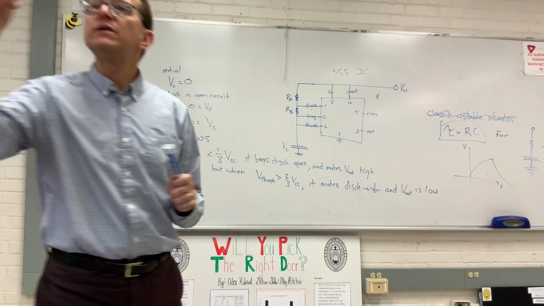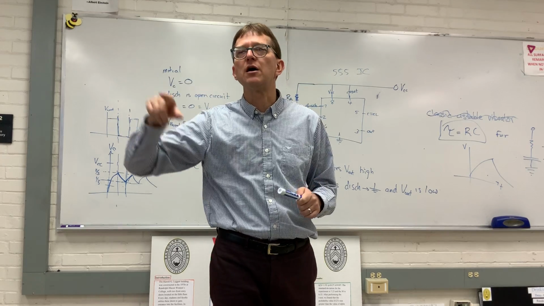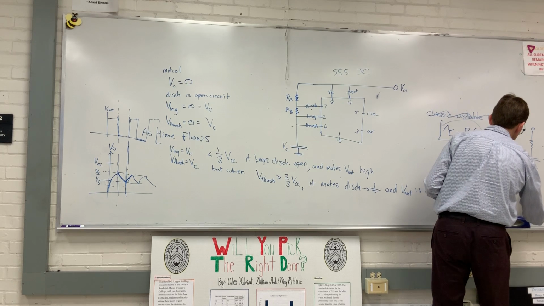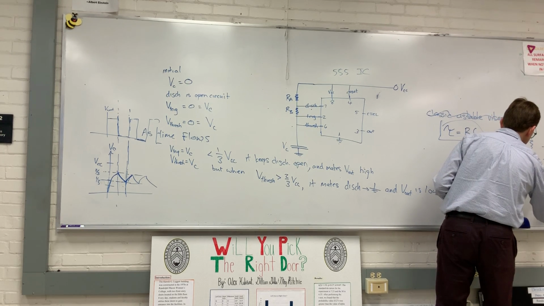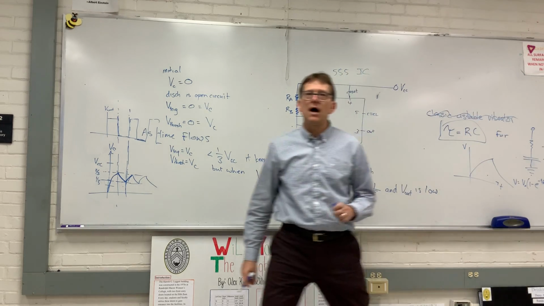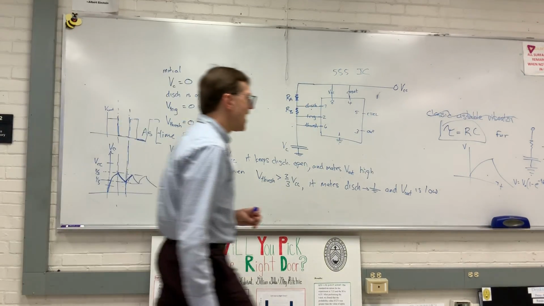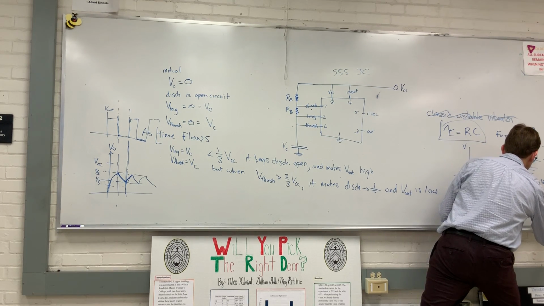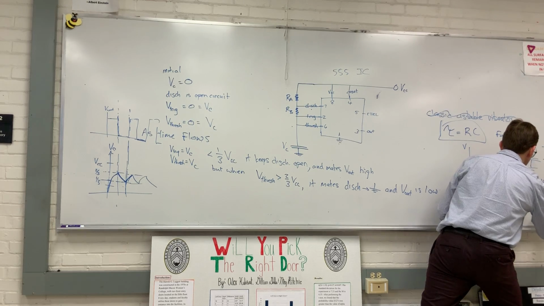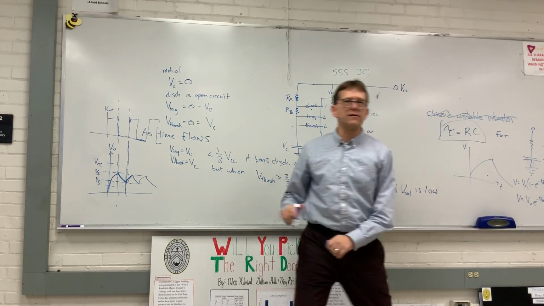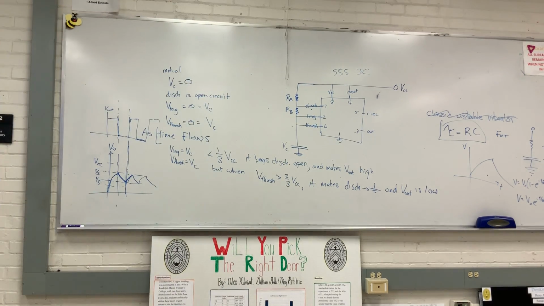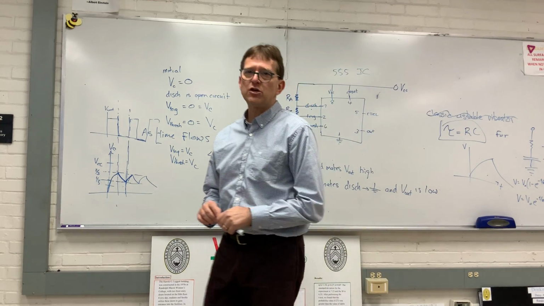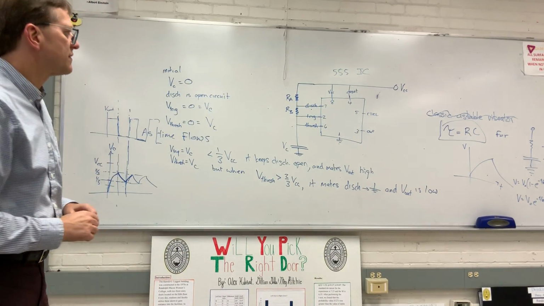RC is actually seconds. The reason you're thinking 1 over is because it comes in the denominator of the fraction. When you look at the equation, V equals V0 times 1 minus e to the minus t over RC, that's the actual charging equation. And the discharging equation is V equals V0 e to the minus t over RC. That's what we get as a result of the differential equation. RC has units of time because it's t over RC, so that ratio must be unitless.